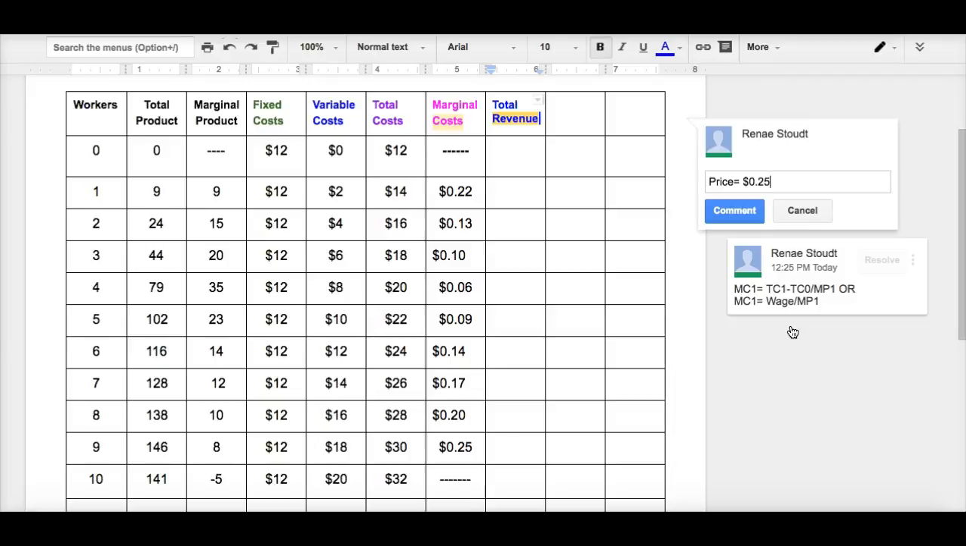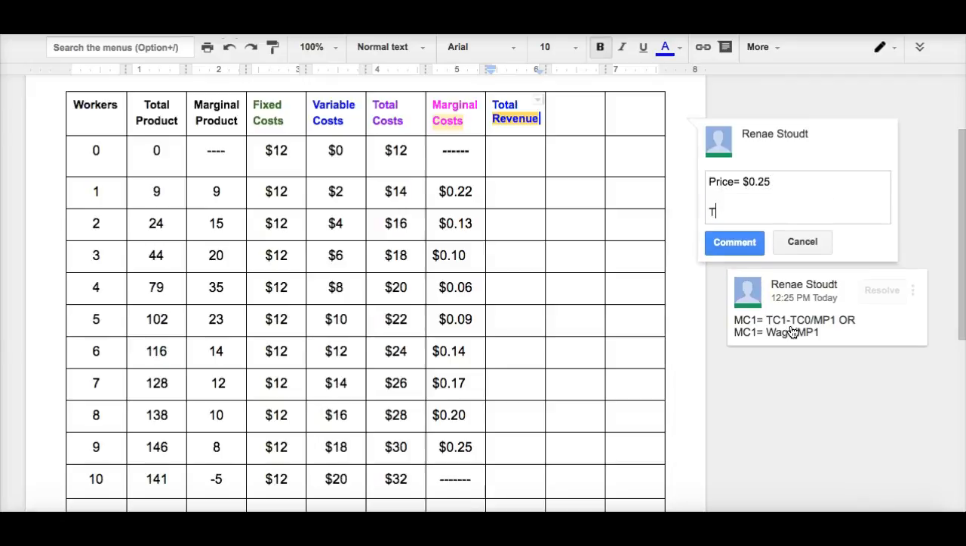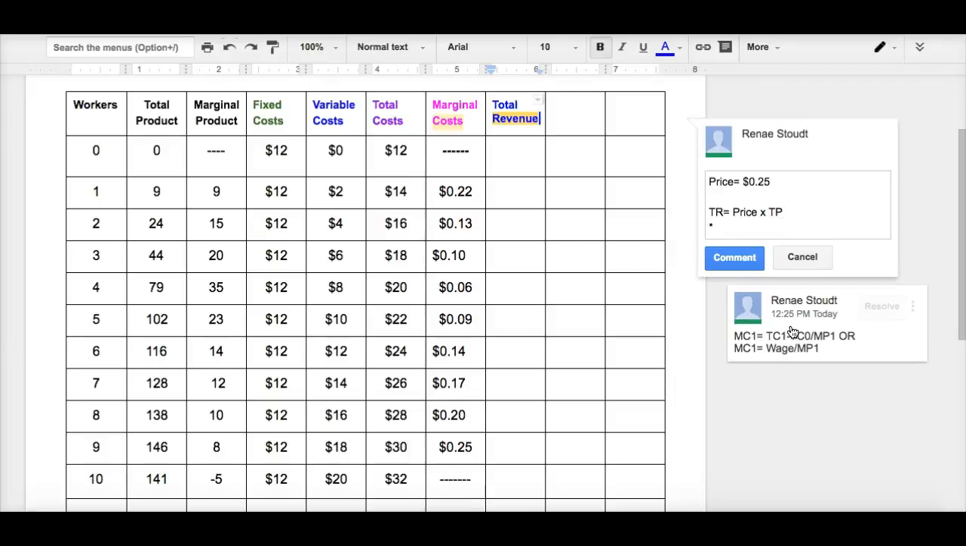So if the price of your airplanes is 25 cents, how do we find total revenue? Total revenue is equal to the price times total product. And put an asterisk underneath it and say, Mrs. Stout will always give me the price. I will always give you the price in the directions, so you can always find that out. So in this case, I am giving you the price is 25 cents.